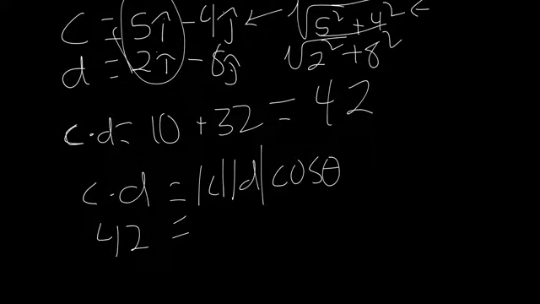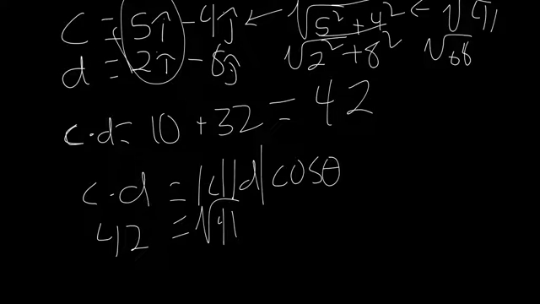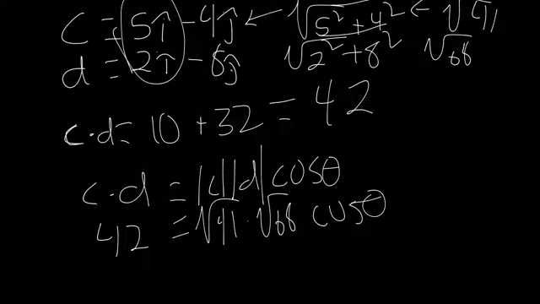So this would be the square root of 25 plus 16, sorry, that would be 41, and this would be the square root of 4 plus 64, or the square root of 68. So this would be square root of 41 times the square root of 68 times the cosine of theta, and if you wanted to, you could go ahead and solve this for that angle theta. You could divide those over and then do inverse cosine.